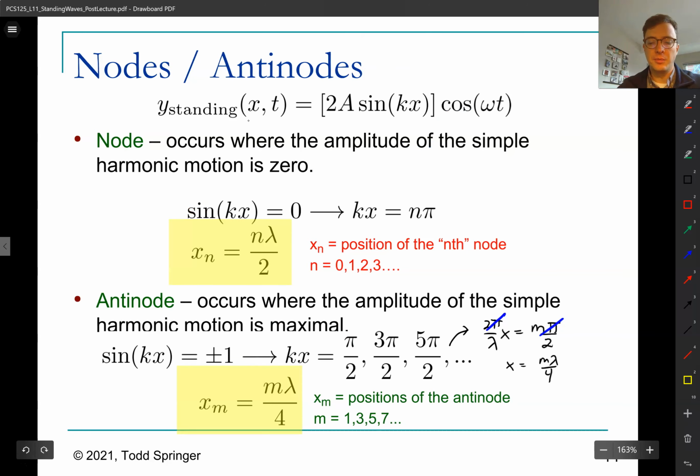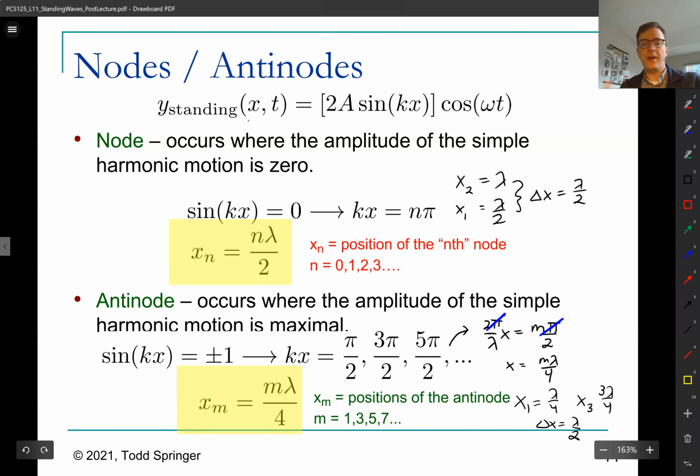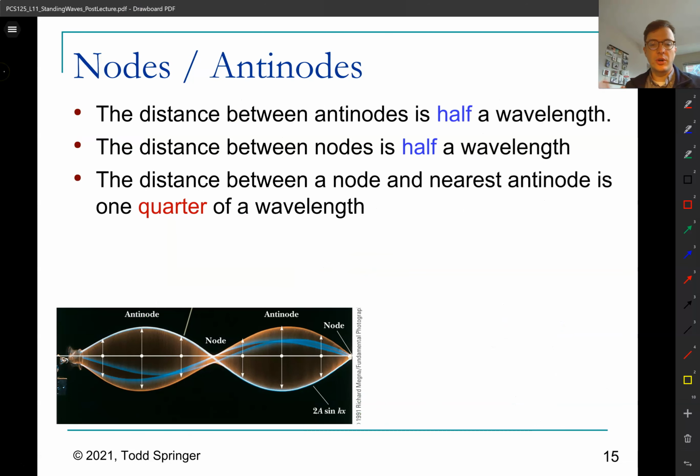Hopefully it's clear from the previous slide that the distance between the nodes is half a wavelength. For example, x2 is going to be equal to lambda, and x1 is equal to lambda over 2. The distance between those two is lambda over 2. And you can do the same thing with the antinodes. Let's say the position of the first antinode is lambda over 4, and the position of the second antinode is 3 lambda over 4. The distance between those two, delta x, is lambda over 2. So the nodes are spaced half a wavelength apart, and the antinodes are spaced half a wavelength apart. And the antinodes occur halfway between the nodes.